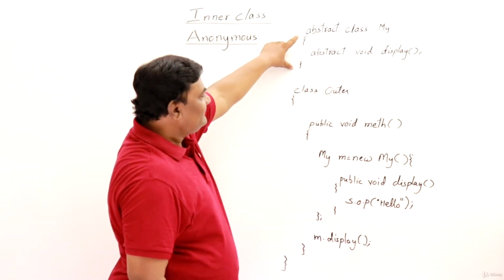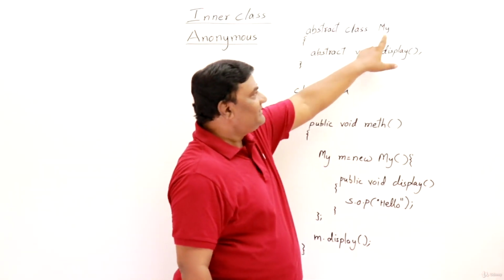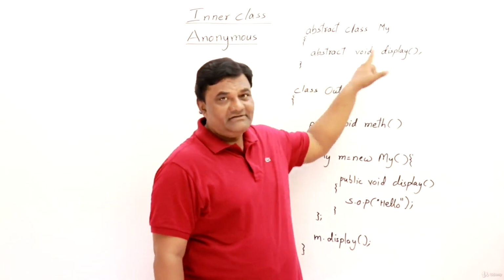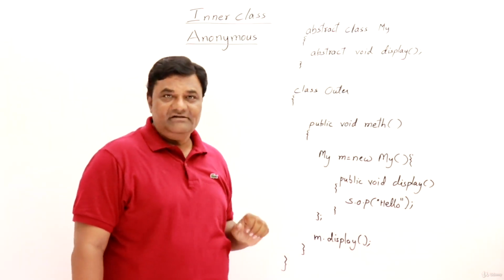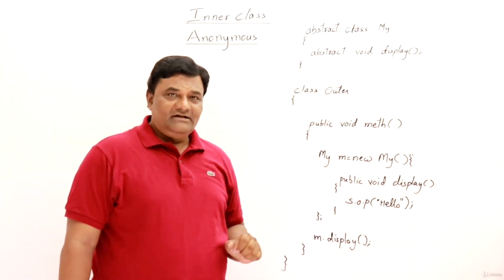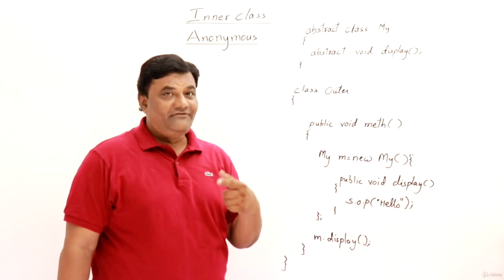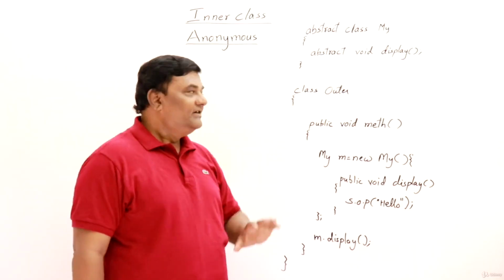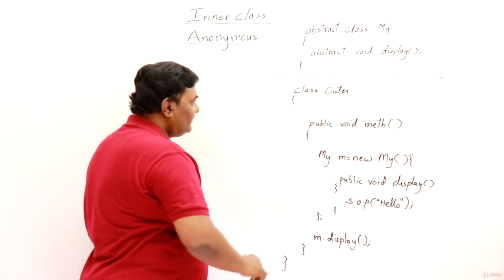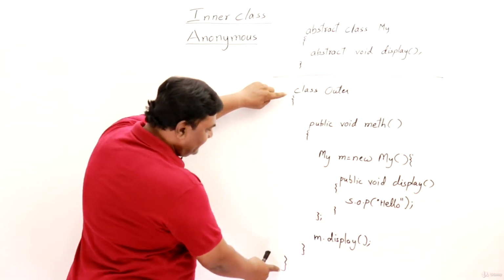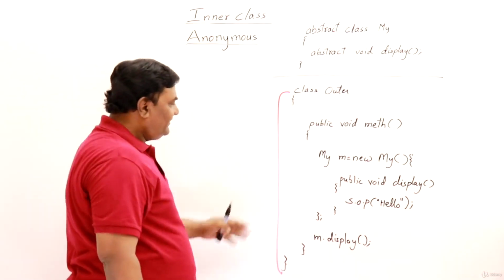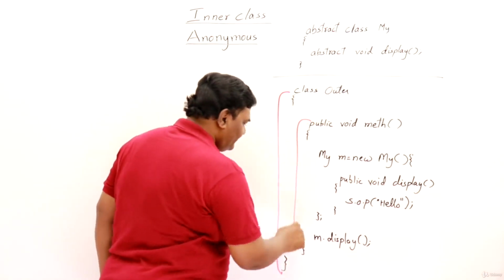I have an abstract class here, and the class name is my, and it is having an abstract method void display. So this method is an abstract method and it's having only one method. So I cannot create the object of that class. Yes, but I can have a reference of that class. Now let us separate this and look at this class now. Class outer. So this is the outer class. Now inside this there is a method. This is a method of the class.